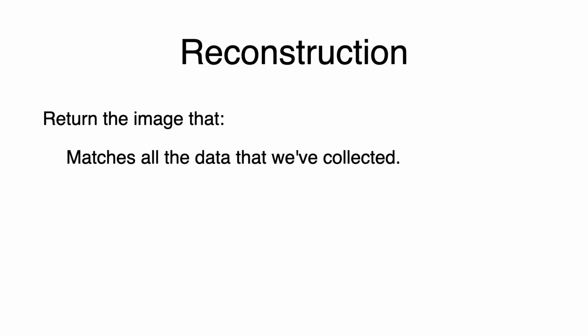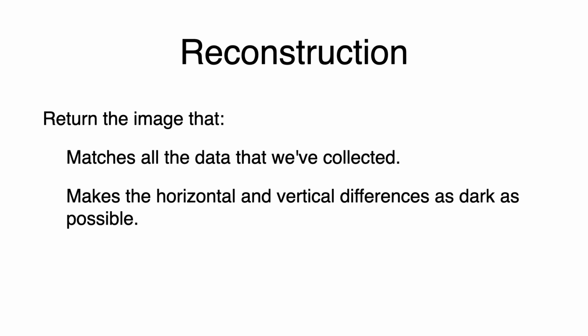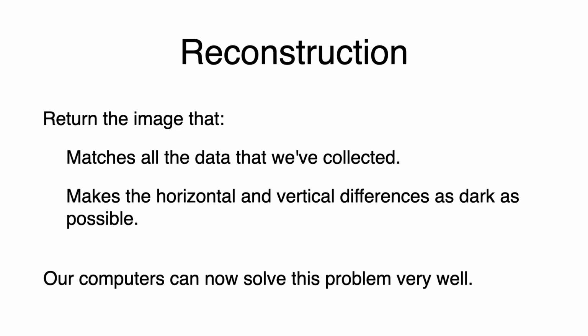So the reconstruction process with compressed sensing is return the image that does 2 things. 1, matches all the data that we've collected. So we want to make sure that whatever image comes out, if we were to take its Fourier transform and look at the values that were collected, they would match. But also, make the horizontal and vertical differences as dark as possible. And now our computers can solve this problem very quickly and very well.